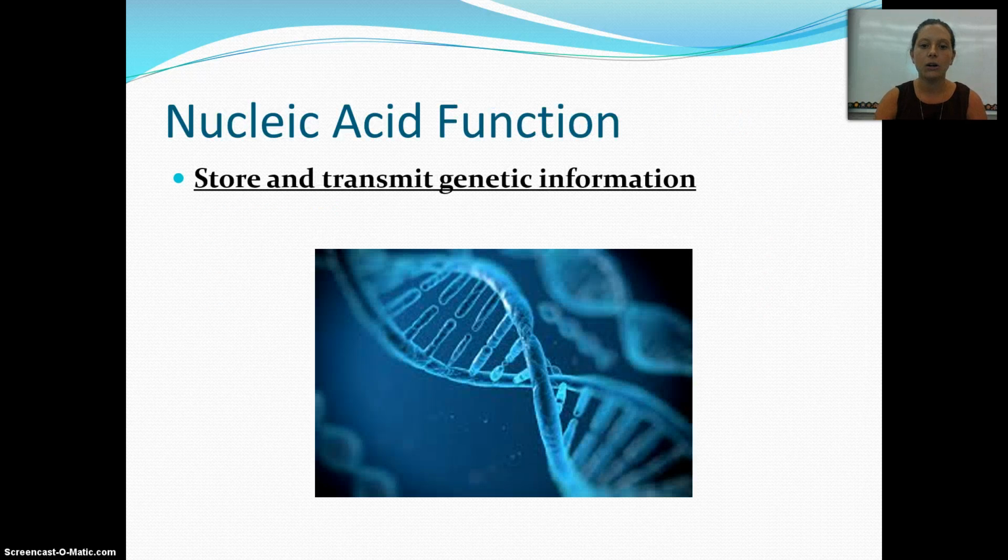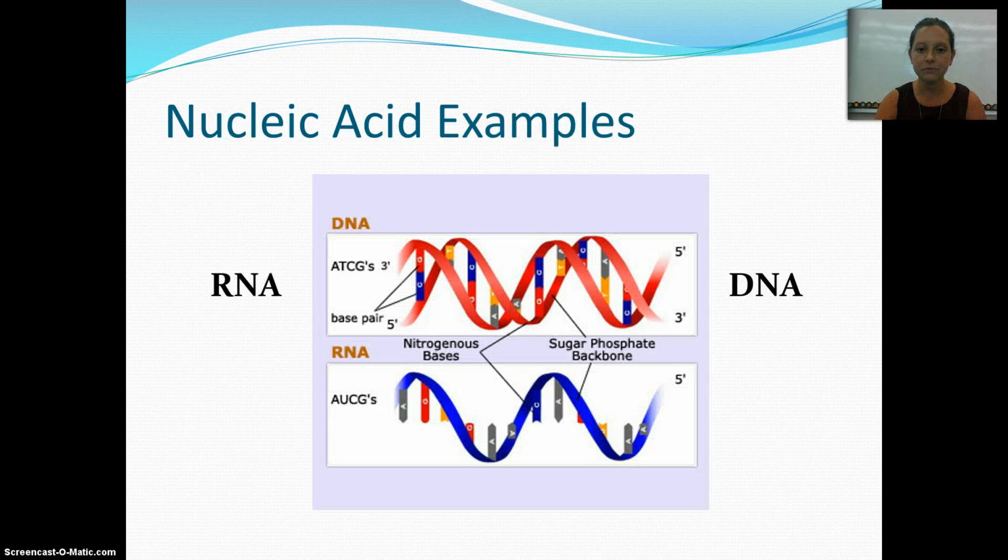Okay? So the function of nucleic acids is to store and transmit genetic information. This is what carries your genes, right? This is what your parents pass down to you. This is why you look the way that you do, all because of DNA, deoxyribonucleic acid. That's what DNA stands for. So here are examples of nucleic acids, DNA and RNA. The major difference is going to be that DNA is double-stranded while RNA is single-stranded. And you have the nitrogen base thymine in DNA, whereas you have the nitrogen base uracil in RNA. And again, we'll get more into that in our genetics unit.